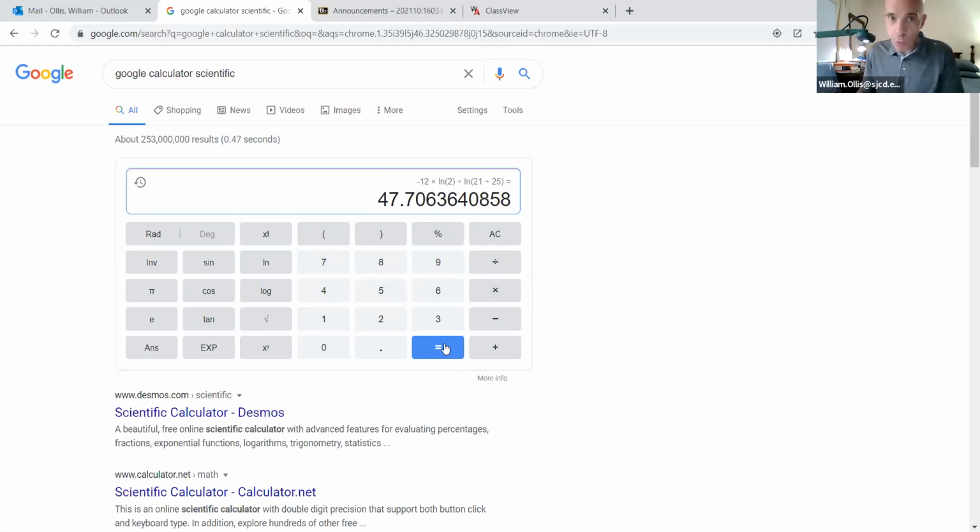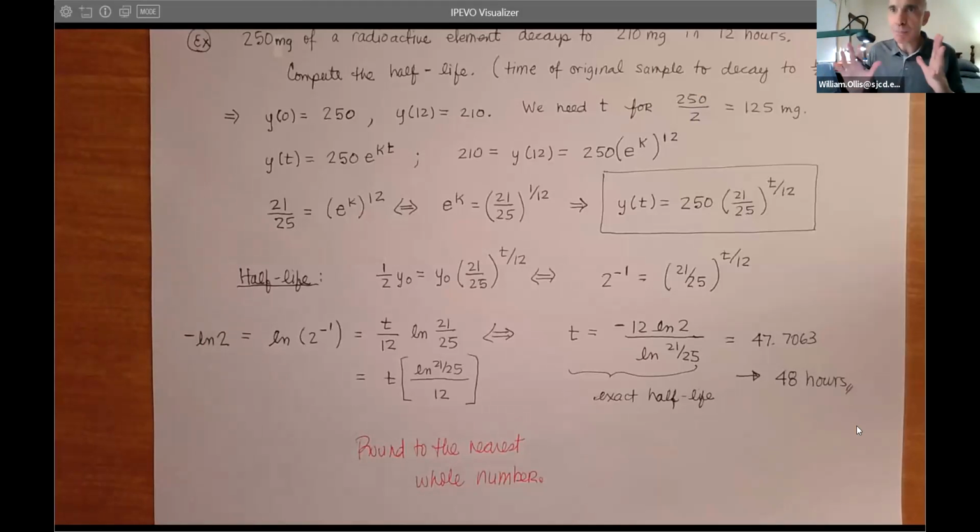And this gives us 47.7063. And of course, to the nearest integer, that will be 48, in this case, hours. Now, of course, this wouldn't be a good element for dating artifacts because the half-life is too short. We have to use half-lives that have really large numbers of years. So that's why other radioactive compounds are used to measure that.